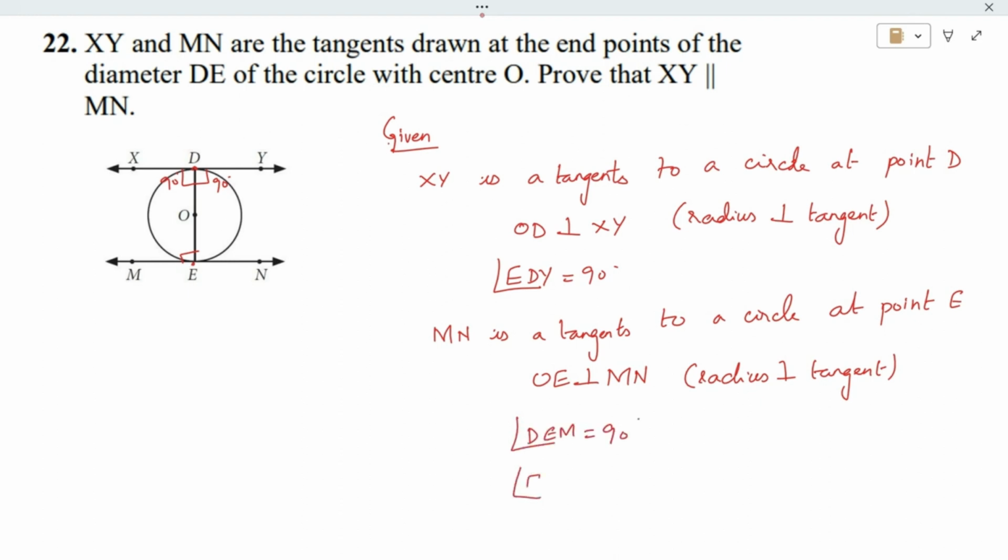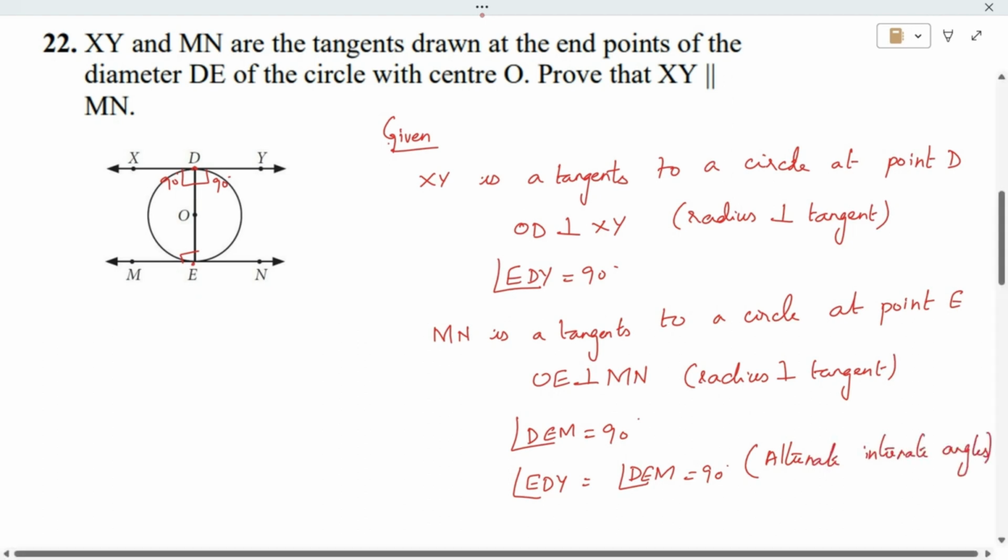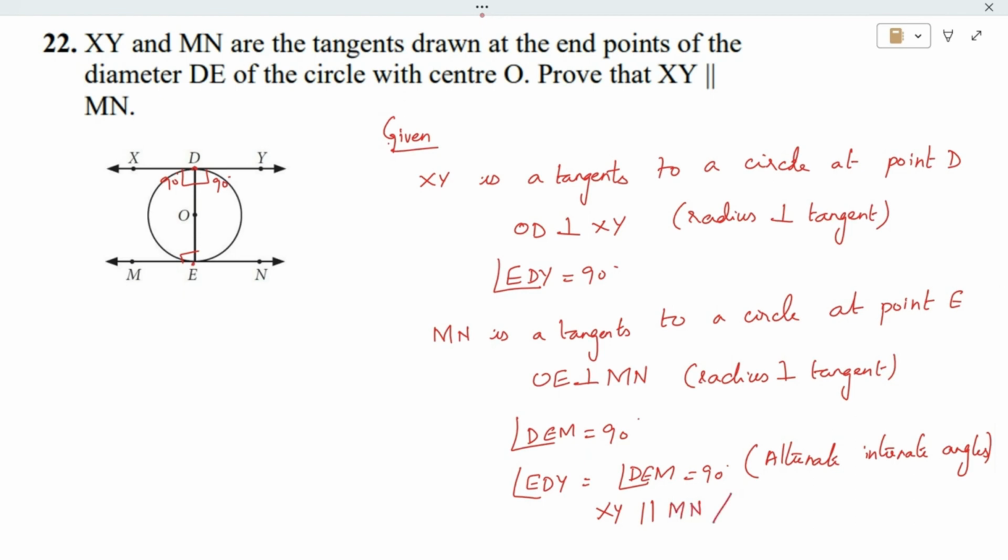So angle EDY is equal to angle DEM is equal to 90 degrees, which is nothing but alternate interior angles, isn't it? So I can consider these two as alternate interior angles, which will be equal only if XY is parallel to MN. So hence proved.